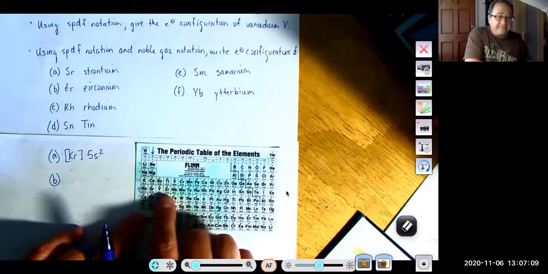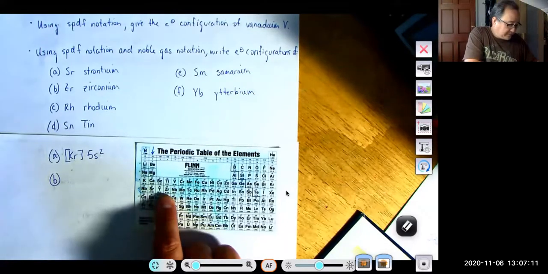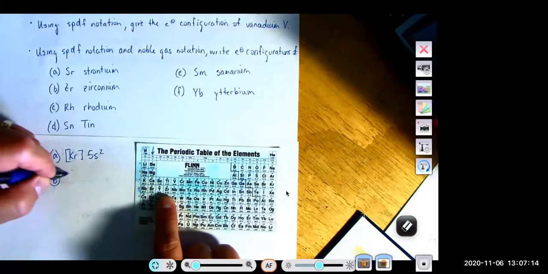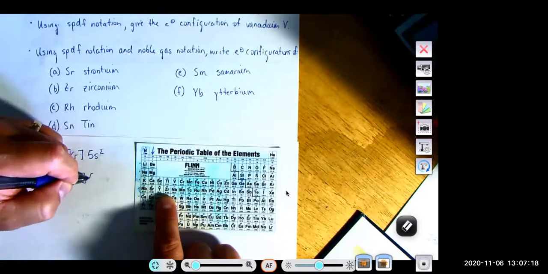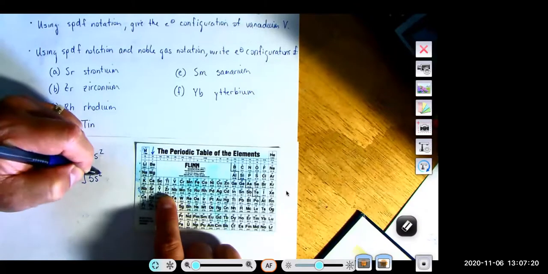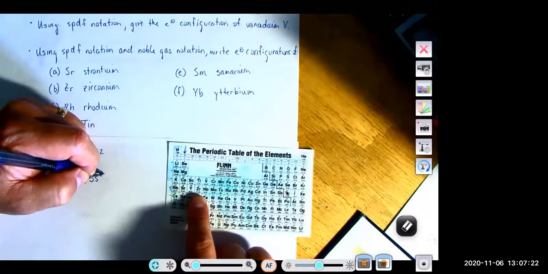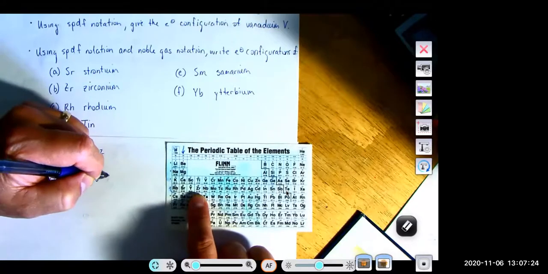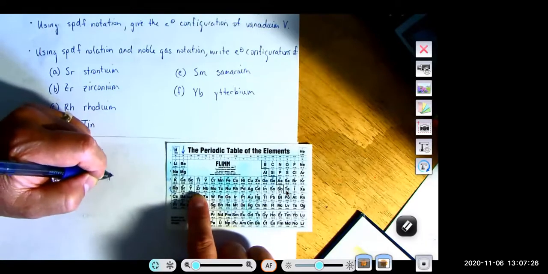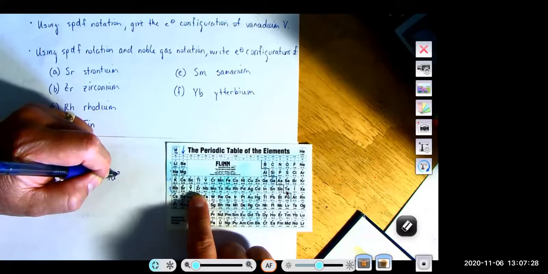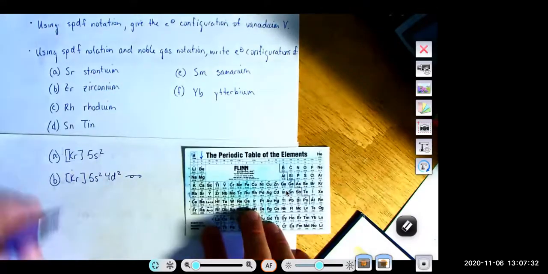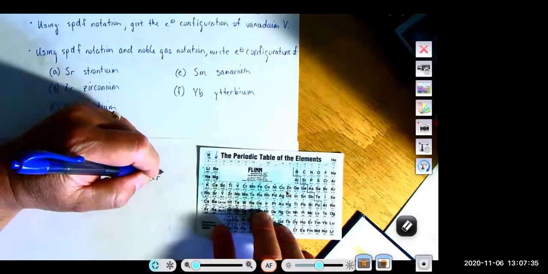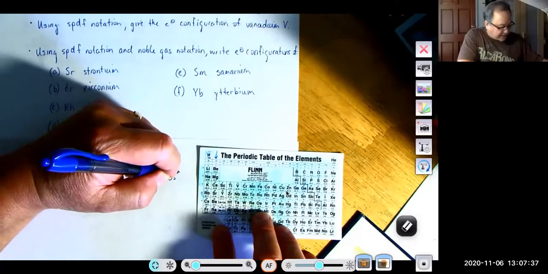Here's zirconium. So it would be krypton 5s2, 4d2. And then we arrange it in order. 4 first and then 5. Oops, I didn't rearrange.